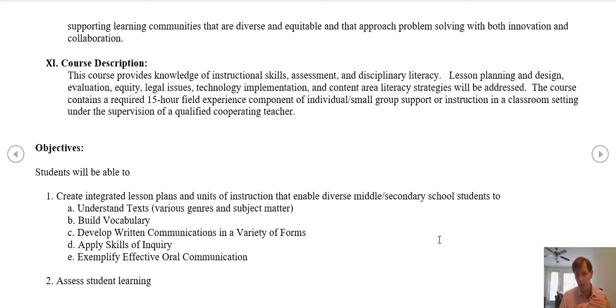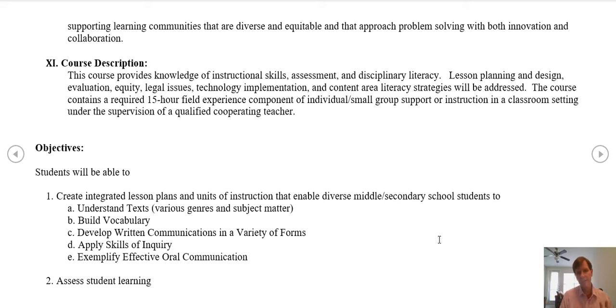So basically what I mean by unit of instruction, to put it as simply as possible, is that it is 5 lesson plans connected by an overarching theme. So the one lesson plan is connected to the other Monday through Friday. That's basically a 1-week unit.